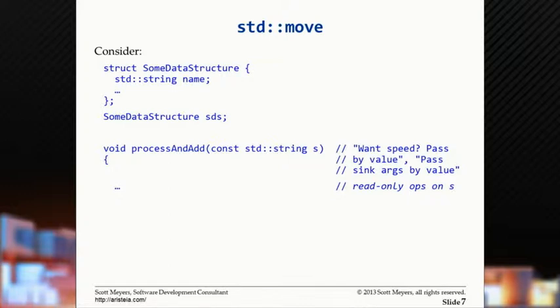So what I decide to do is pass by value, because process and add is going to take this thing, do some processing, and then it's going to add it to a data structure. It's a sink function. But at the same time, I'm thinking everything that I do inside this processing function is going to be a read operation.